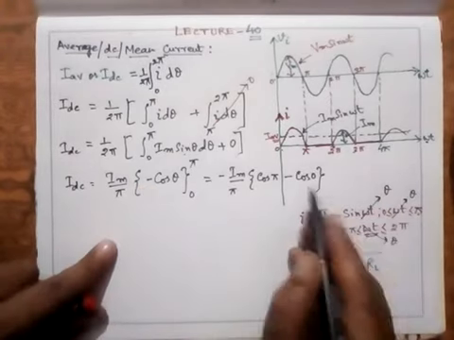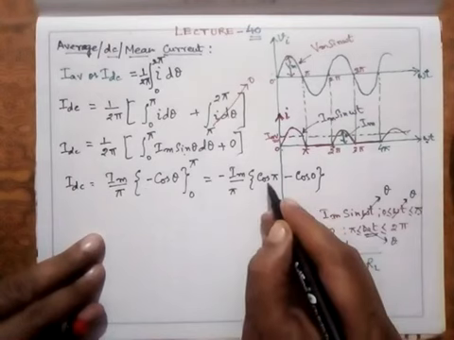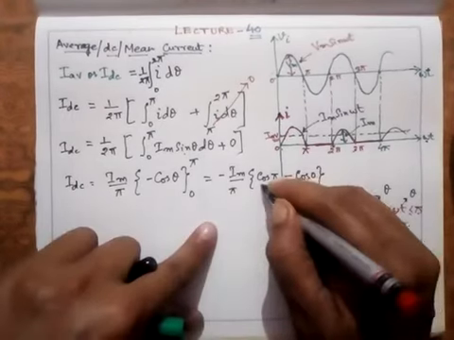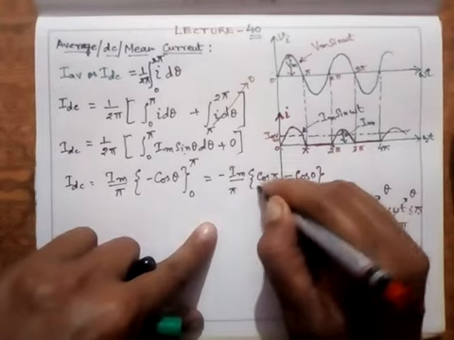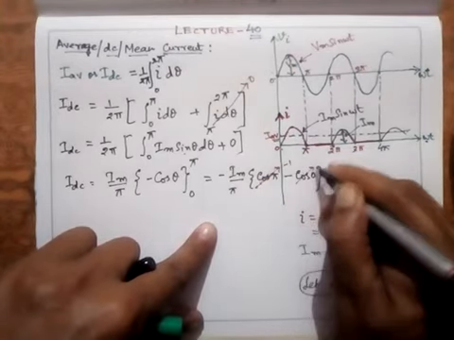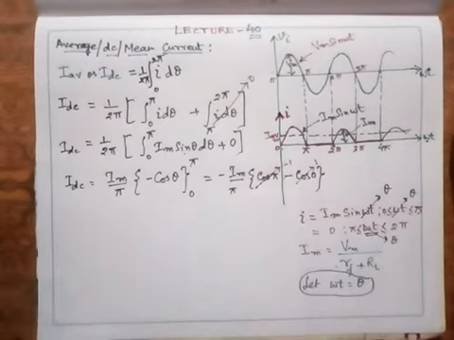I hope that this is clear to you. And now cos pi is minus 1, cos 0 is 1. So minus 1 minus 1 is minus 2. Rather it will be 1 upon 2 pi.